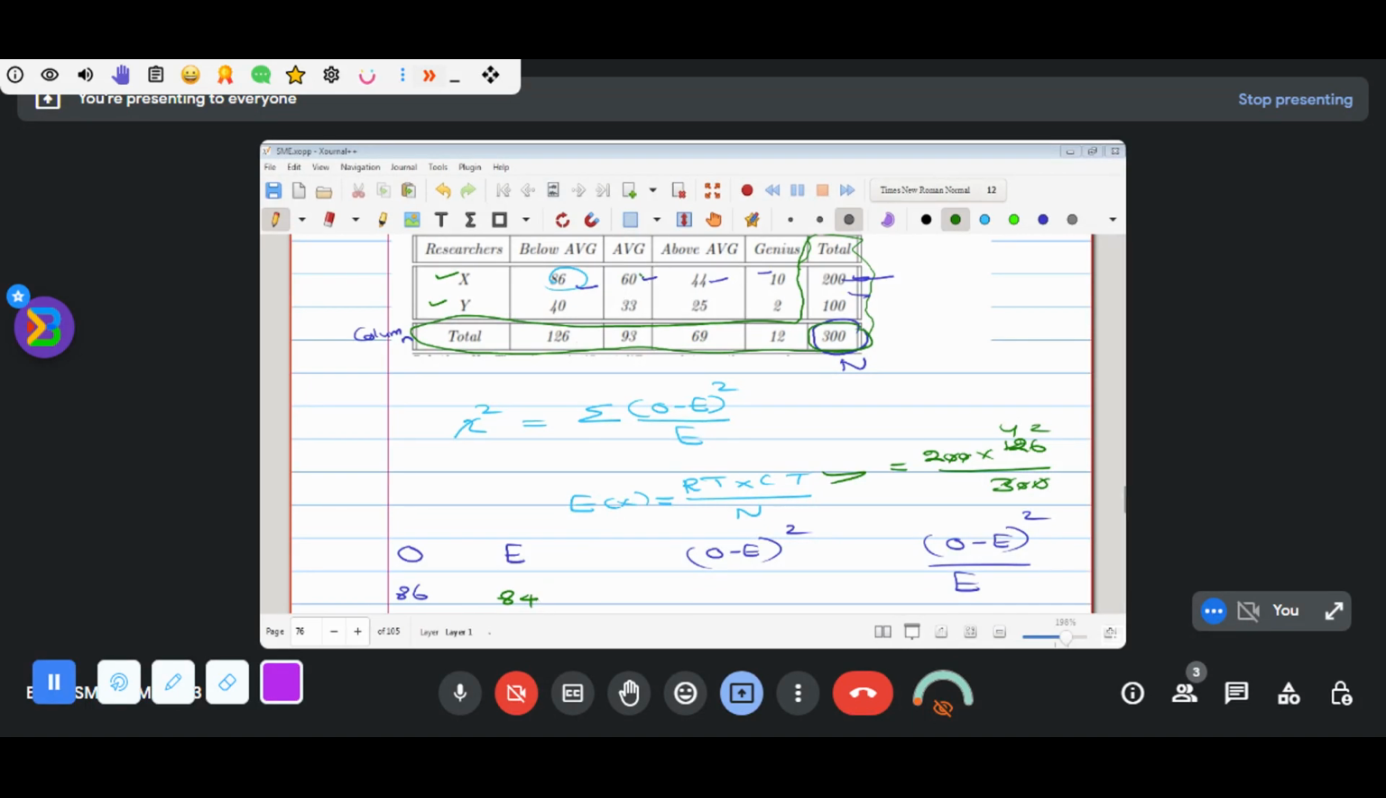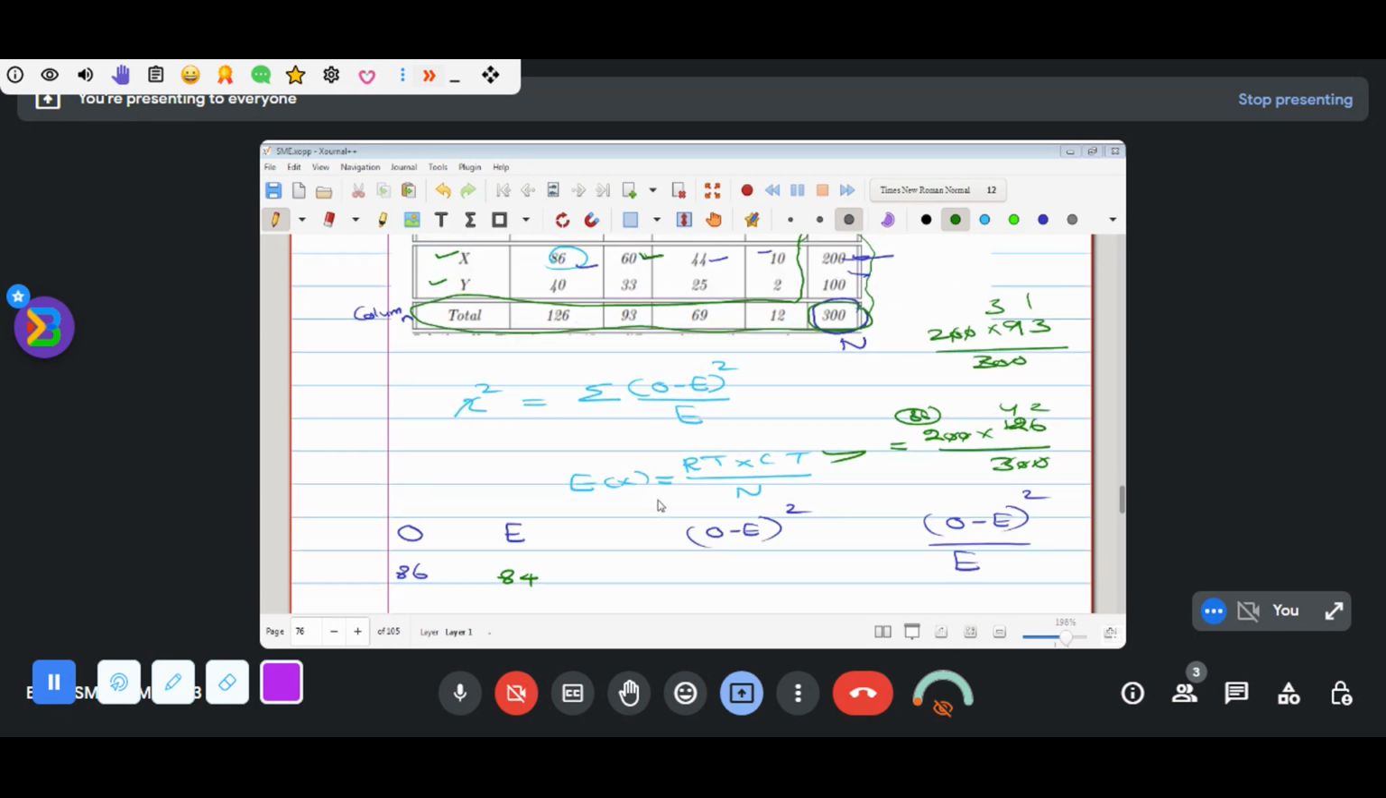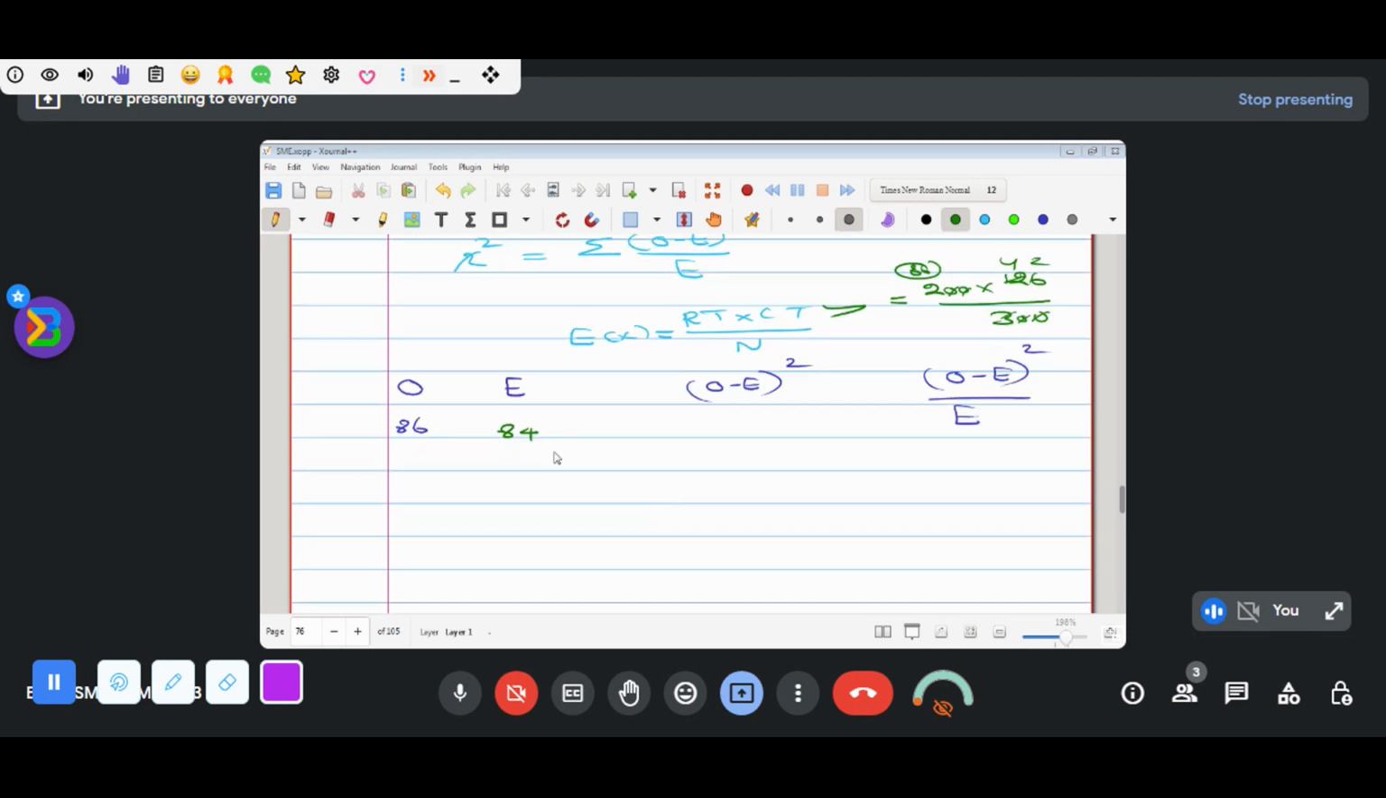Similarly, we can find it for 60. For 60, the corresponding row total is 200 and the corresponding column total is 93. The first one was 86, so the next one is 60. Then the calculation: 200 into 93 divided by 300. Same calculation, and simplifying, 3 times 31 is 93, and 31 into 2 is 62. So the corresponding expected value for 60 is 62.